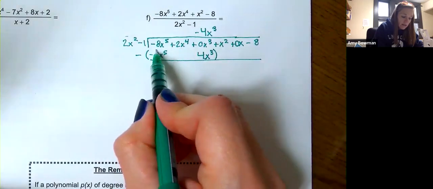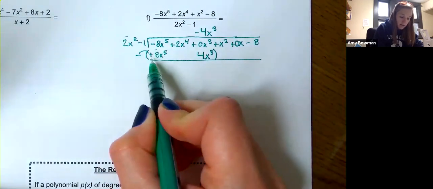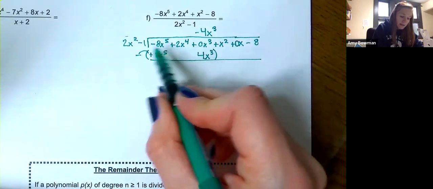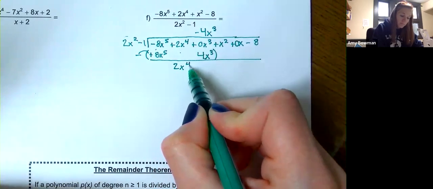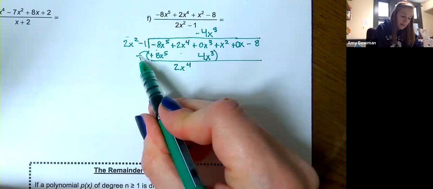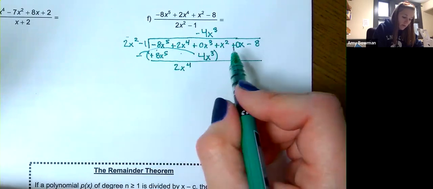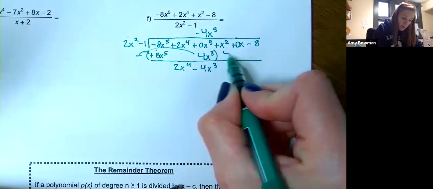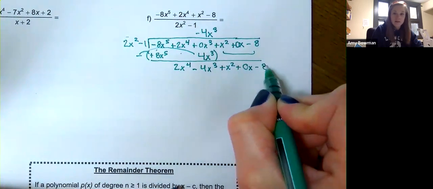So I have negative 8x to the 5th minus negative, so plus. So the 8x to the 5th term is gone. Then I have 2x to the 4th minus, and I don't have anything to subtract, so that just comes down, 2x to the 4th. And then 0 minus 4x cubed, so negative 4x cubed. And then I bring down the rest of this whole thing. So plus x squared plus 0x minus 8.